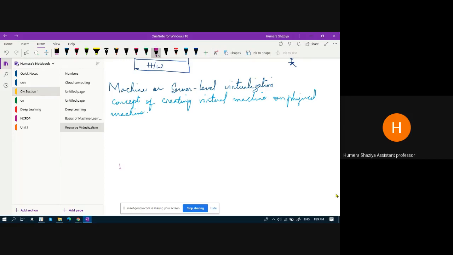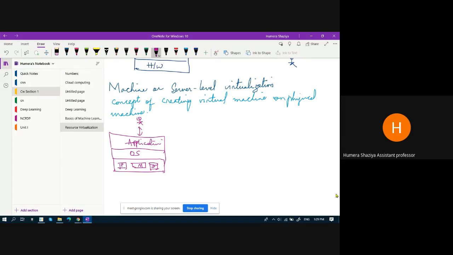You have a processor, you have memory, you have disk, and then on top of this hardware you have an operating system. I'm talking about the conventional environment. On top of the operating system you have applications. It means that there is one user interacting with all of the hardware.